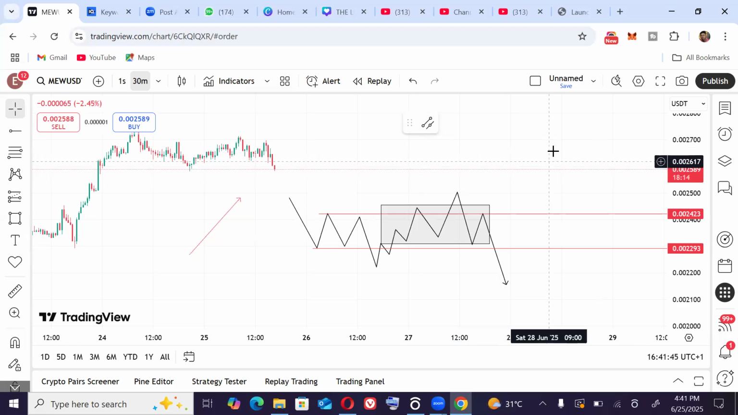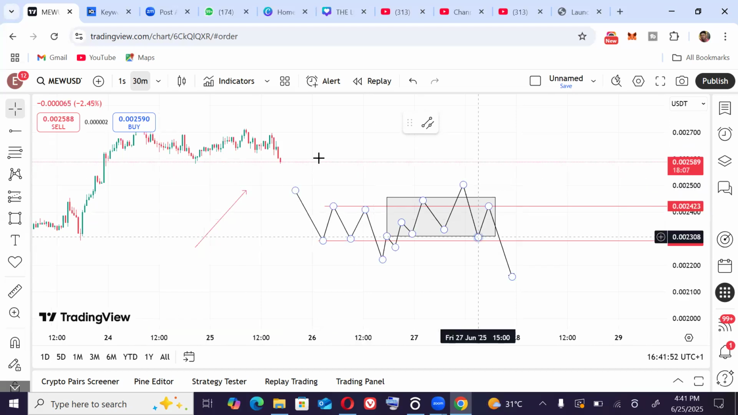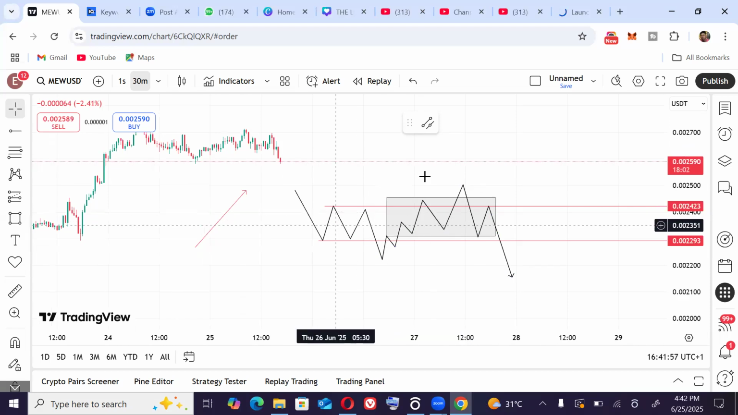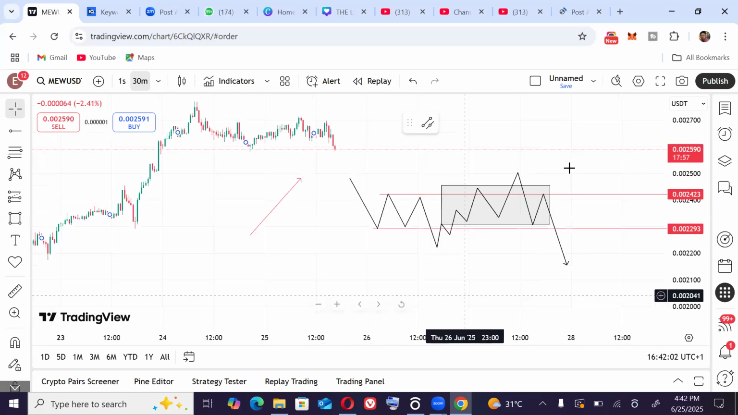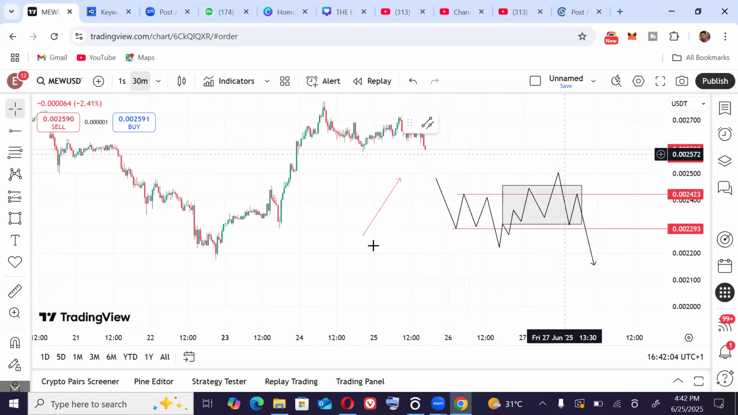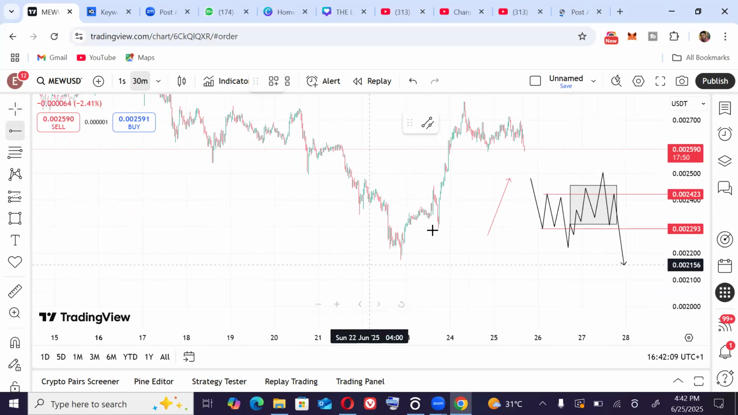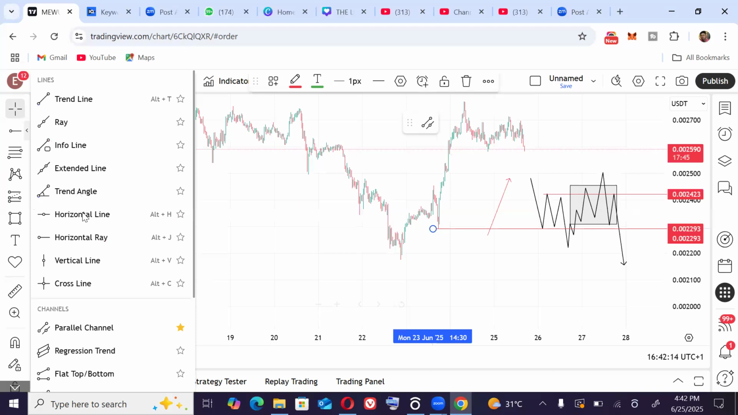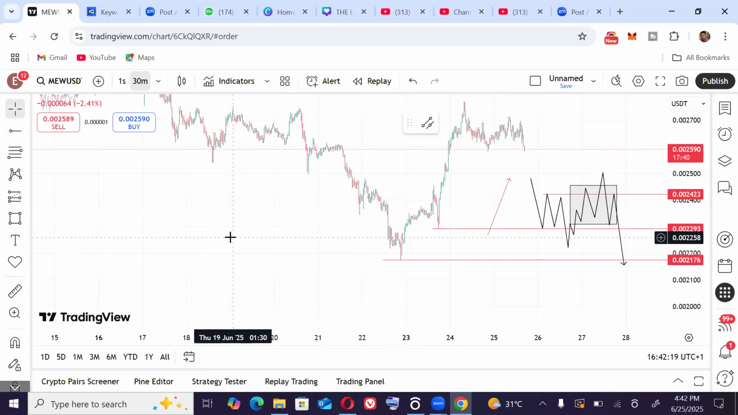Now, we also want to see price break out of the range completely. And this is our second validation that we are about to sell. Then we start trading towards the downside to maybe the last liquidity point or inducement level, which is somewhere around here, and somewhere around here as well. So basically those two levels.